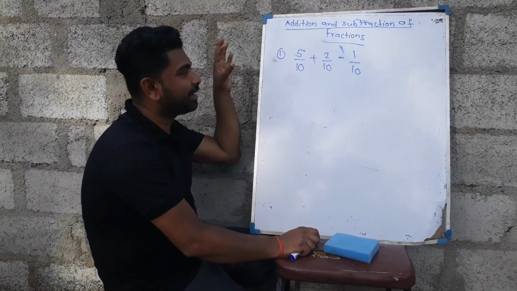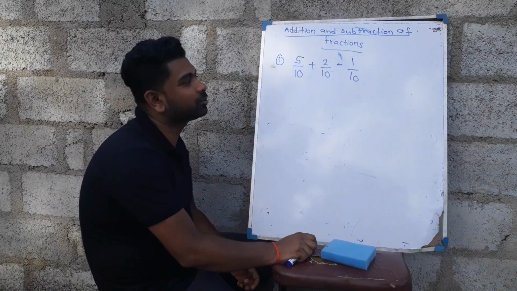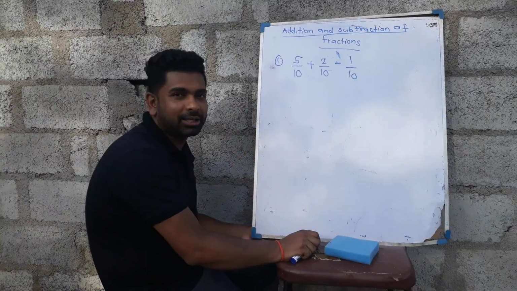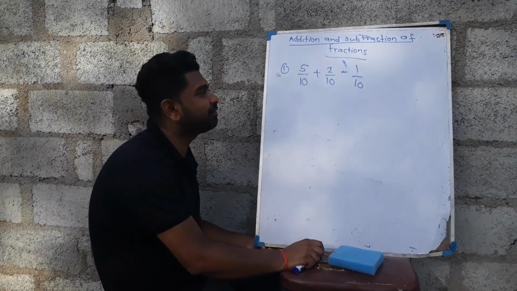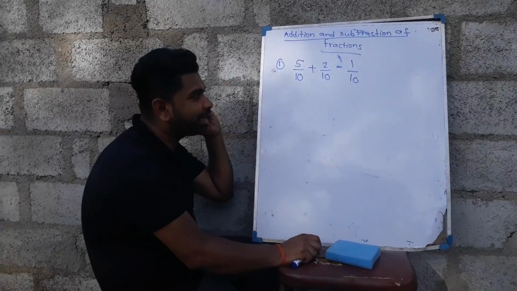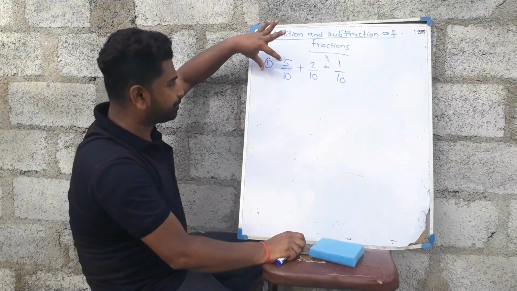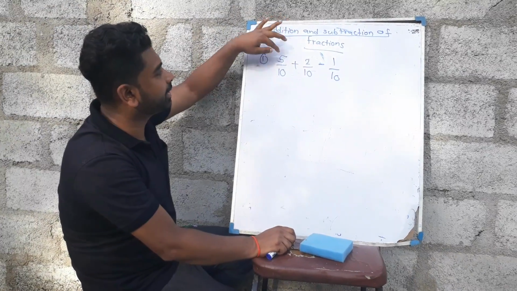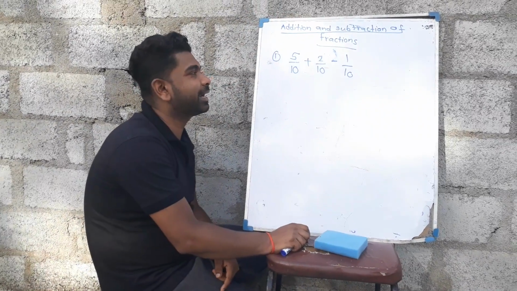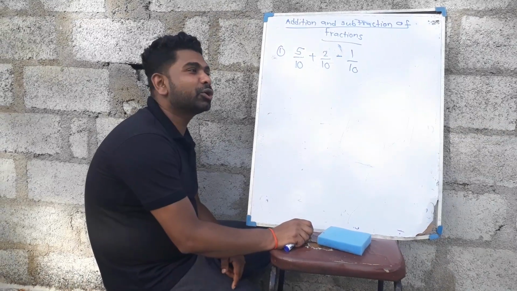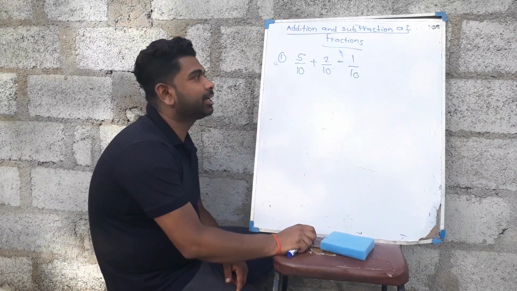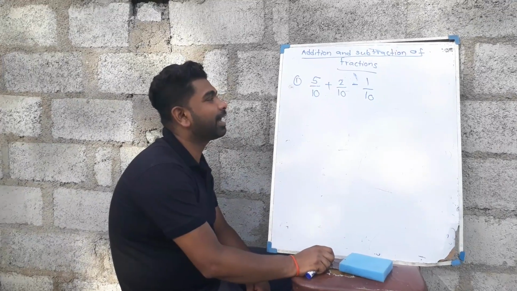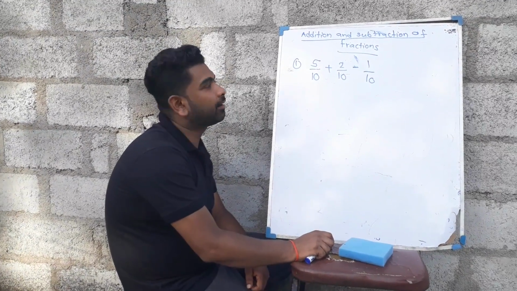So you are given a sum like that, and we need to calculate it. Remember, in the first lesson I told you what the numerator is and what the denominator is. If we consider this line, the number below we call the denominator, and the upper number we call the numerator. So if there is a common denominator, we can quickly calculate with whatever numbers are given as numerators.